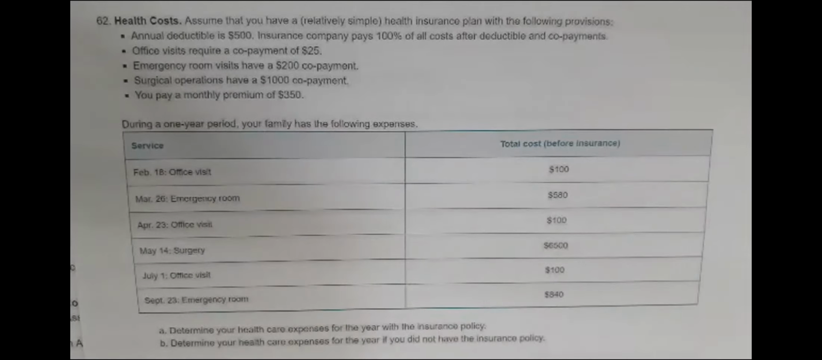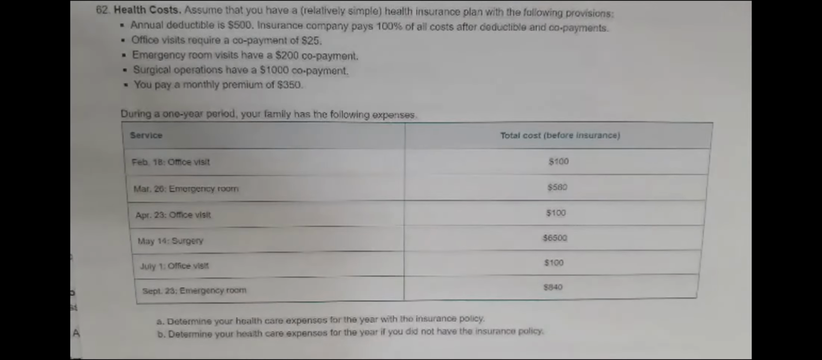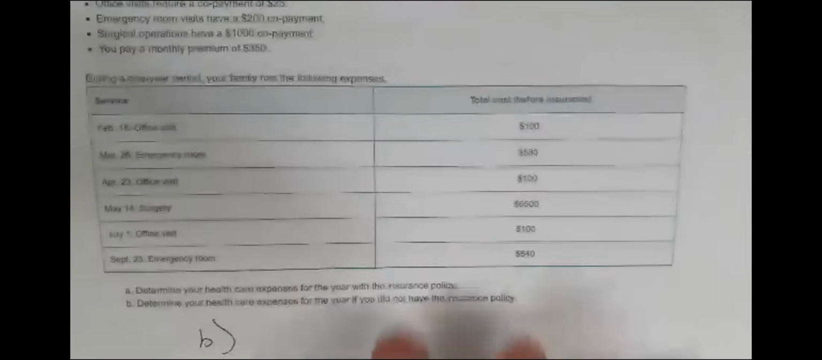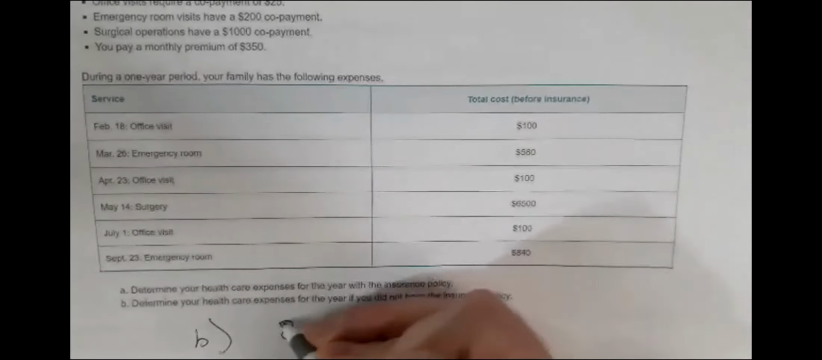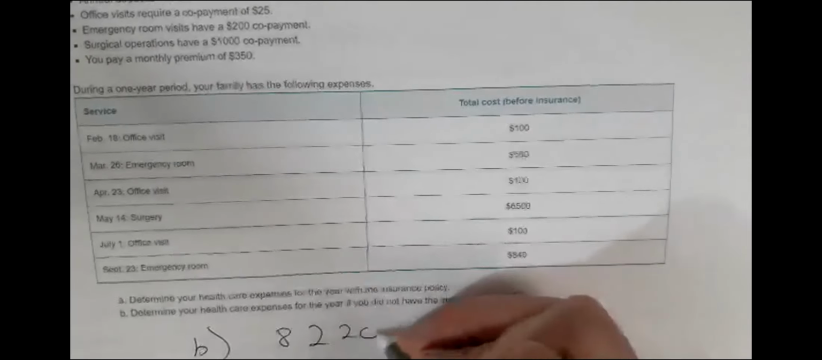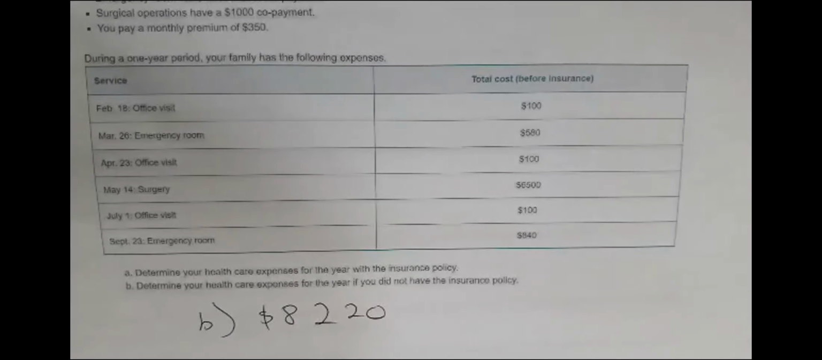So we want to determine what your healthcare expenses are if you do and do not have insurance. So if we don't have insurance, I think that's the easier one to probably figure out. So let's do that one first. If we don't have insurance, we're going to end up paying what, 100? These are kind of blurry, but 580, 100, 6,500, 100, and 840. I think when I add everything together, I'm getting 8220. And this is 62. Oh, they're not going to have it in the back. Okay.